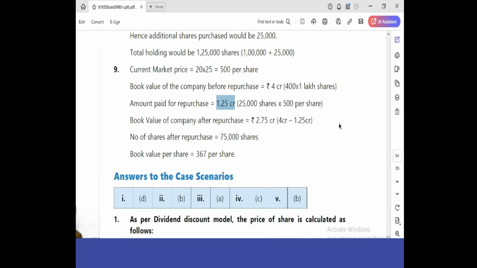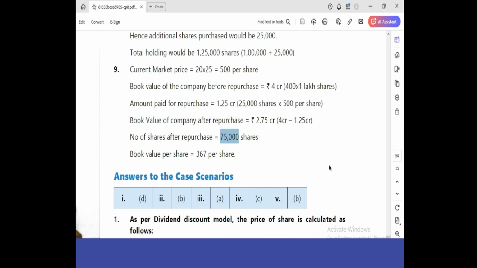Now we know the number of shares will be 1 lakh shares minus 25,000 bought and cancelled, leaving a balance of 75,000 shares in the hands of the shareholders, right? Yes, sir. Therefore, in case you want to find the book value per share post buyback, very simple. Divide rupees 2 crore and 75 lakh, that is 2.75 crore, by 75,000 shares.